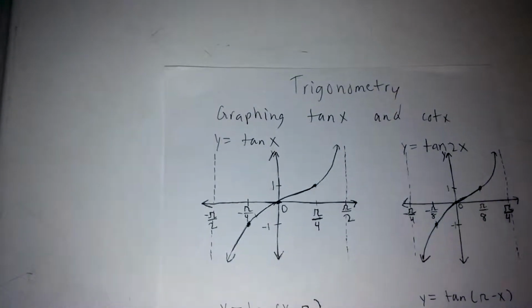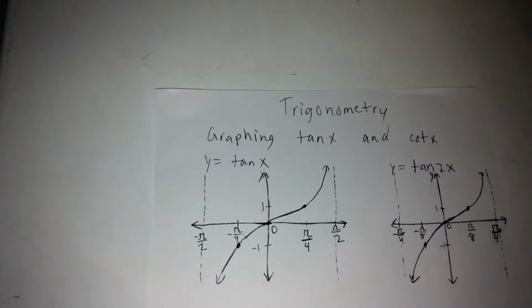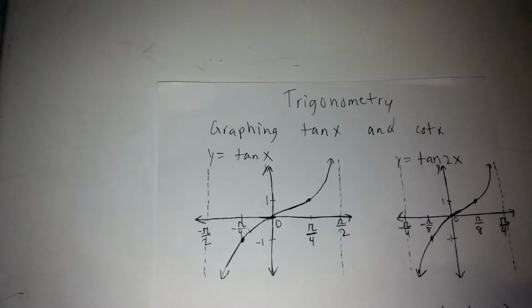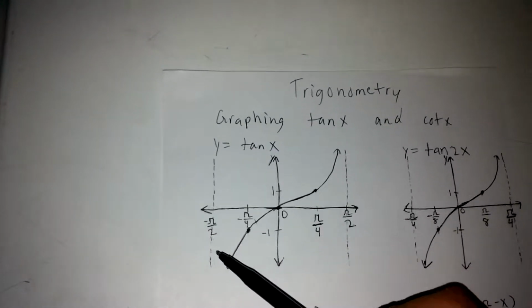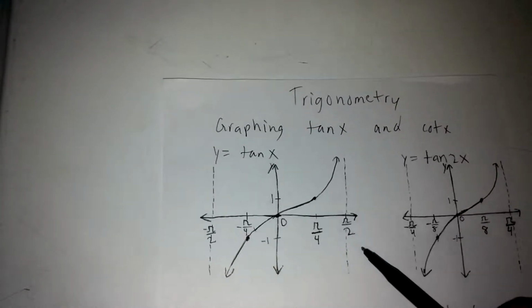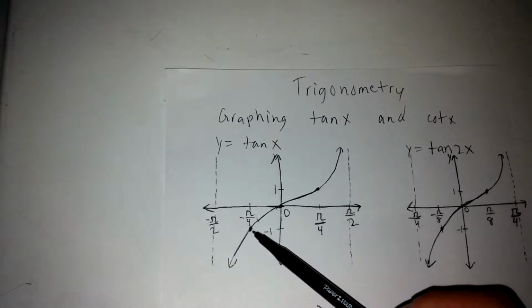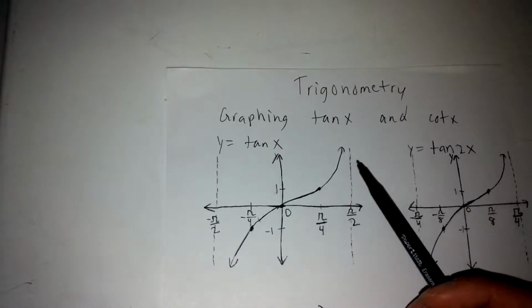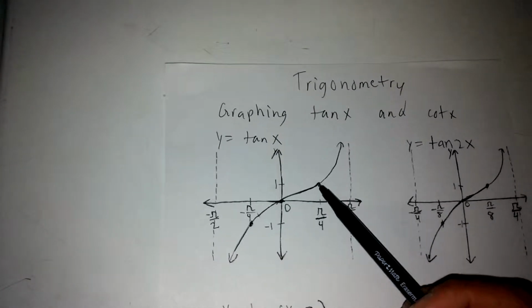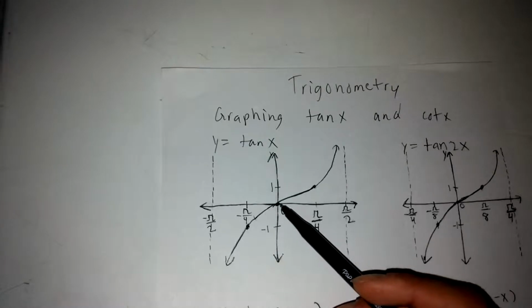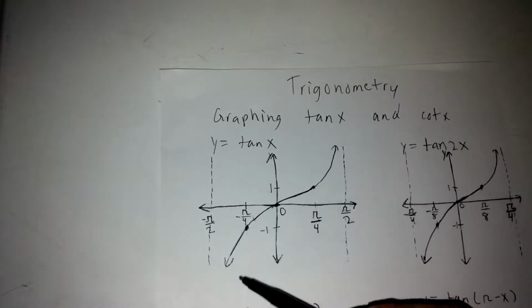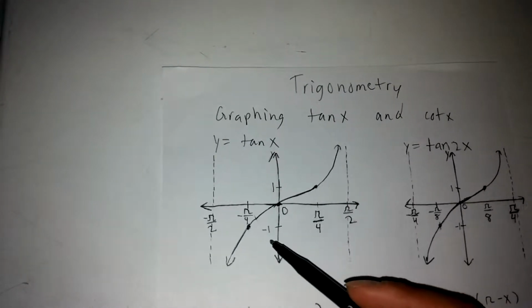Today we're doing trigonometry, graphing tangent x and cotangent x. So we have the basic graph of tangent x right here, from negative pi over 2 to pi over 2. As you can see, it's negative 1 at negative pi over 4 and 1 at pi over 4. Also, it's 0 at 0. As you can see, this is the basic graph of tangent x.